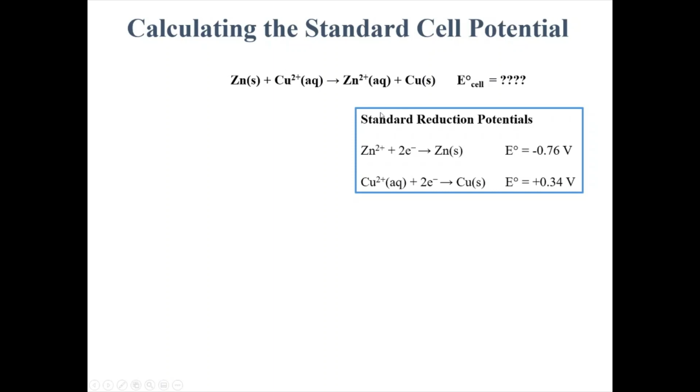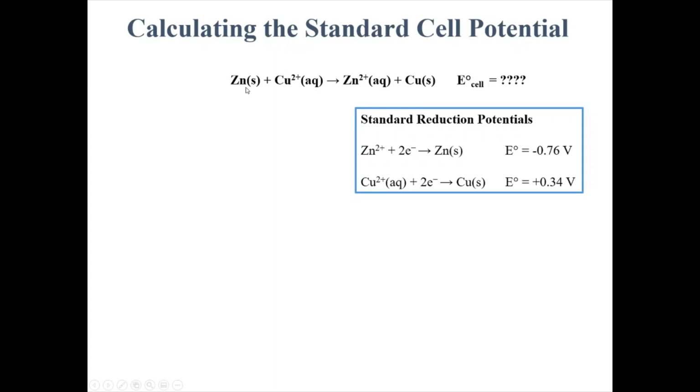So we have those standard reduction potentials from the previous table, and I brought them over here. So we have zinc 2 plus 2 electrons goes to zinc, and copper 2 plus 2 electrons goes to copper. And the E naughts were minus 0.76 and plus 0.34. So now the question is how do we calculate the standard cell potential for this cell?